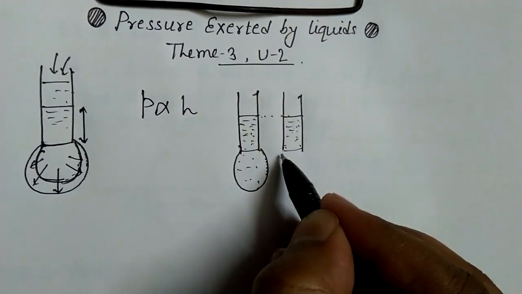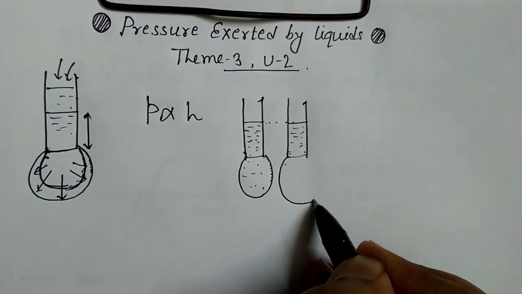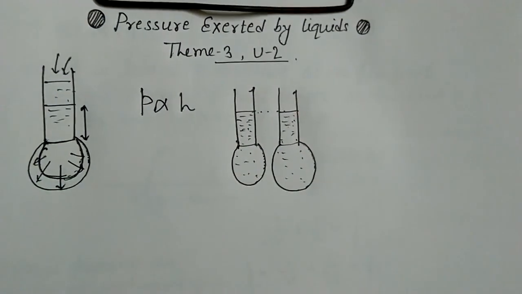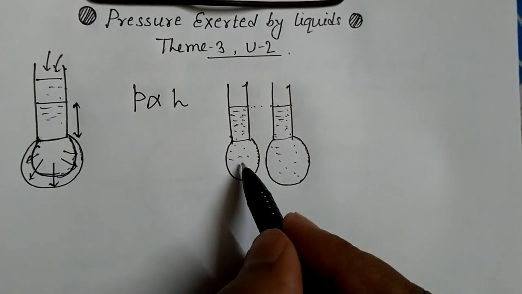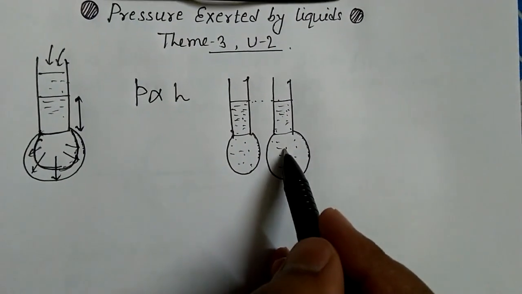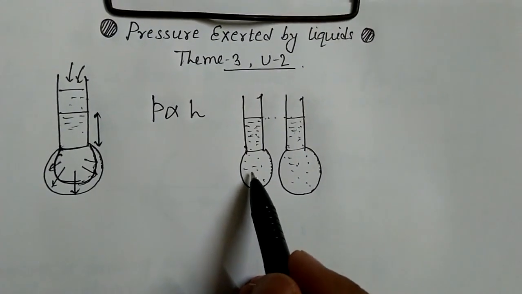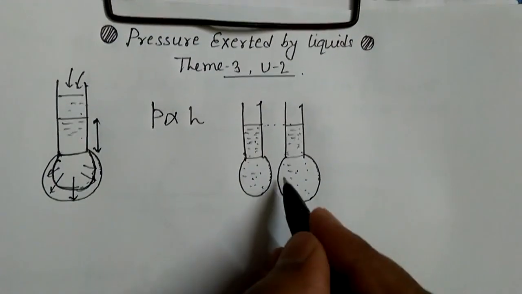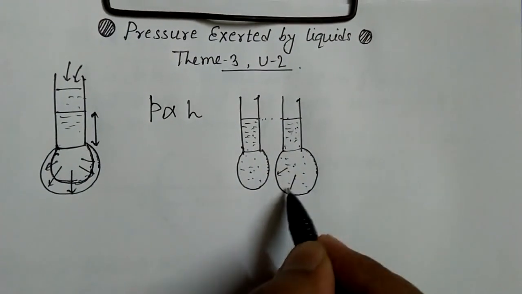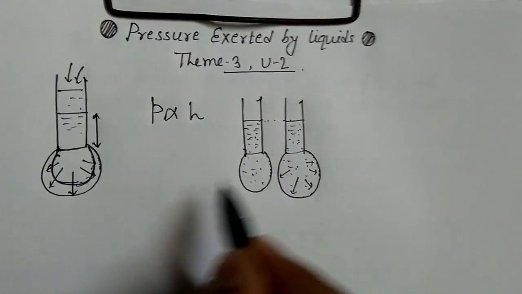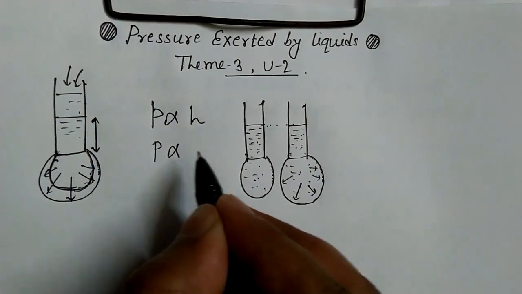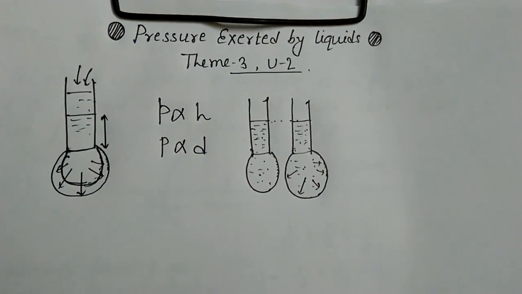Then what can I see? I can see the balloon is a little bit bigger than the previous one. Now tell me what is the difference between water and this oil. Basically the density of oil is greater than the density of water, and as its density is greater, it is giving more force, better to say more pressure here. So that means we can say pressure is also proportional to the density of the liquid.